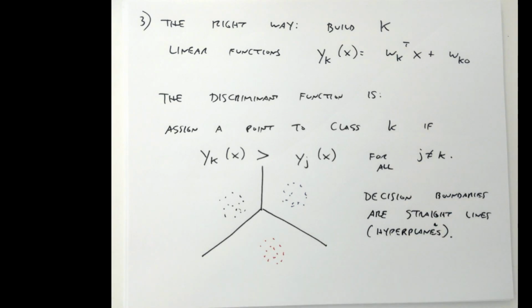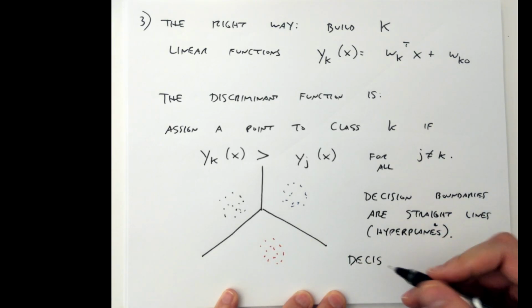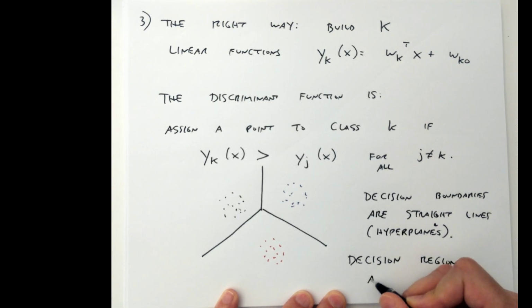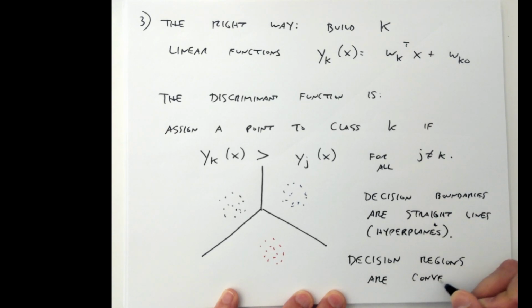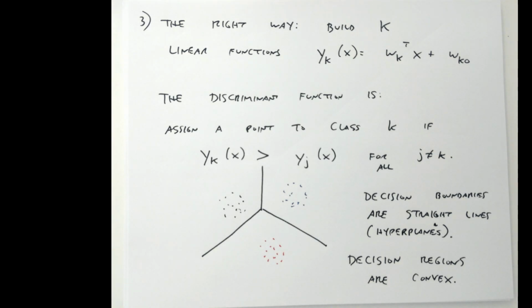And another nice thing about this is that the decision regions, the set of points that are assigned to each class, are convex, right? Meaning that if I draw a straight line between any 2 points in the region, it stays in the region. So the decision regions are convex. So that's nice. Okay, so the name of the game is going to be designing a good y_k for the two-class problem and for the multi-class problem.